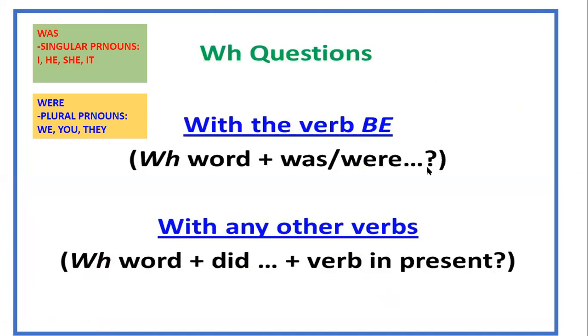Okay. Remember that we have was for singular pronouns, I, he, she, it, and were for plural pronouns, we, you, and they. Okay? So, with the verb be, the formula is WH word plus was or were, and then you continue. With any other verb, you use WH word plus did plus the verb in present. Okay? In all cases, you have to add a question mark only at the end of the sentence, because in English, we don't have opening question mark. We just have closing question mark, okay?